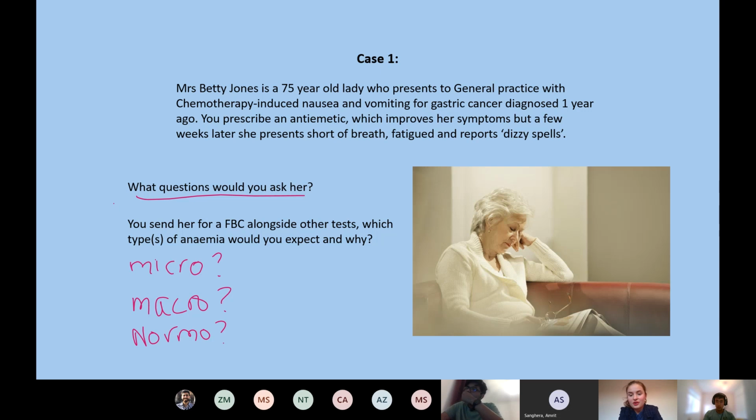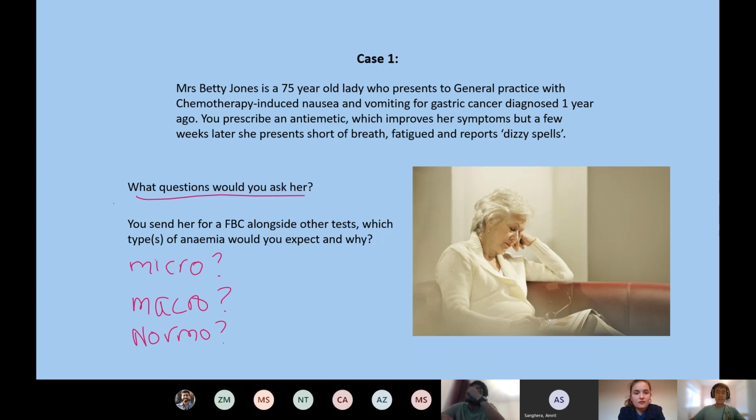Yeah, so normal diet, like what she's able to get in, you know, if she's been nauseous, is she eating her usual stuff? Yeah, drugs. So, you know, is she on painkillers that have given her an ulcer? If they're making her constipated, so she's not eating. All of this is really good. And yeah, just the past medical history, because you could realistically expect any type of anemia for this lady.